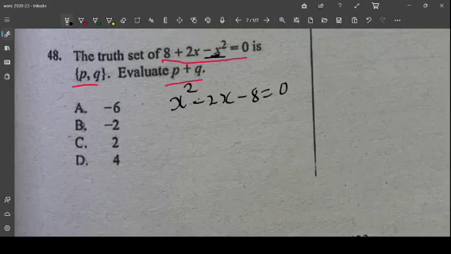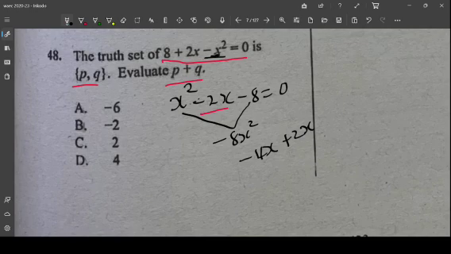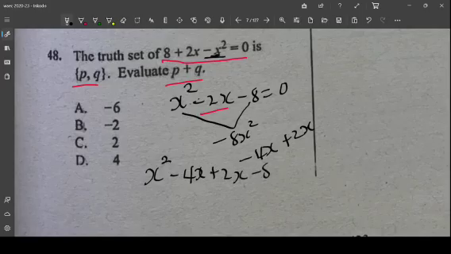So now I can solve this quadratic equation. I have minus 8x squared. So I ask myself, what two numbers can I multiply to give minus 8x squared, and when added give minus 2x in the middle? If you multiply minus 4x and plus 2x, they give you minus 8x squared, and if you add them, you have minus 2x. So I'm going to write out my equation: x squared minus 4x plus 2x minus 8.